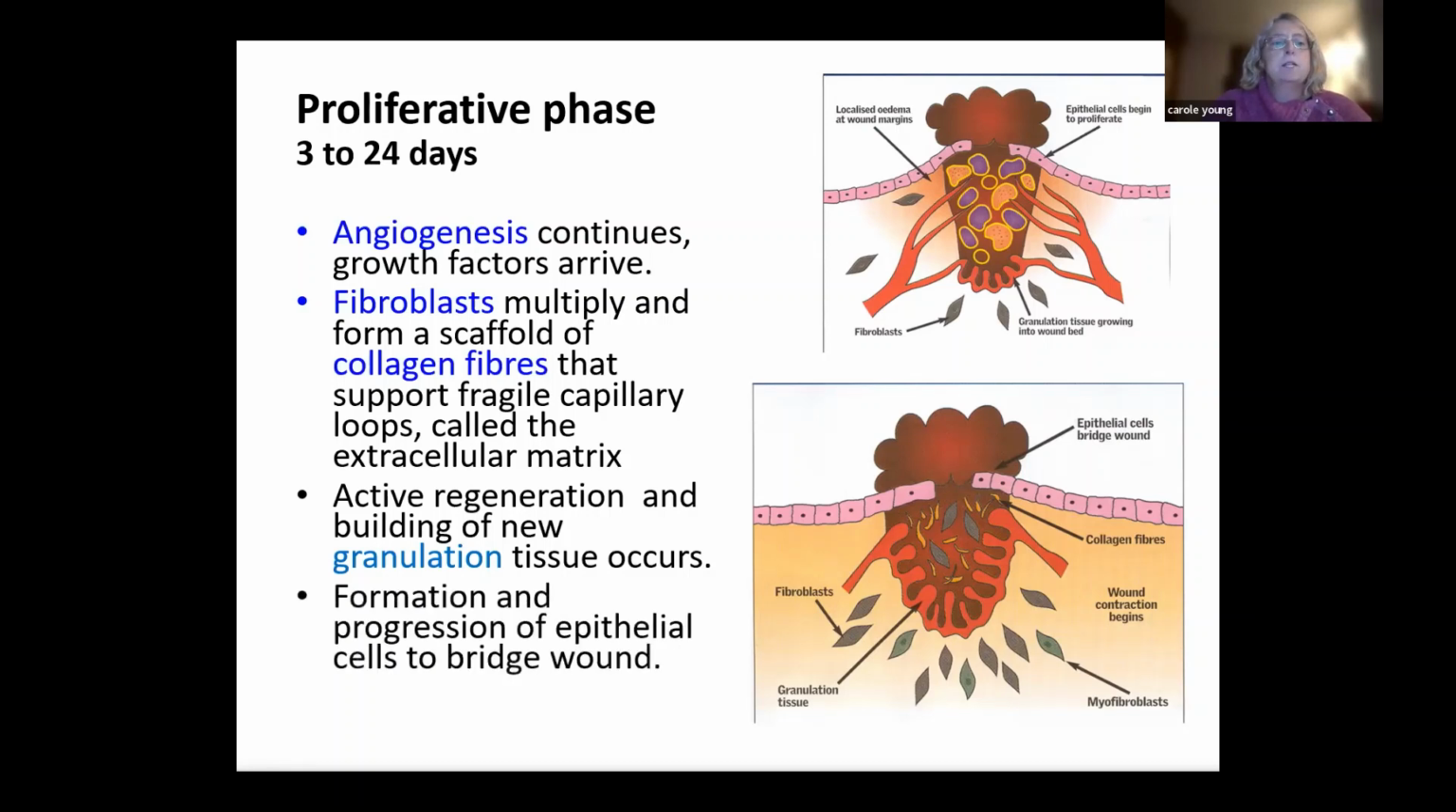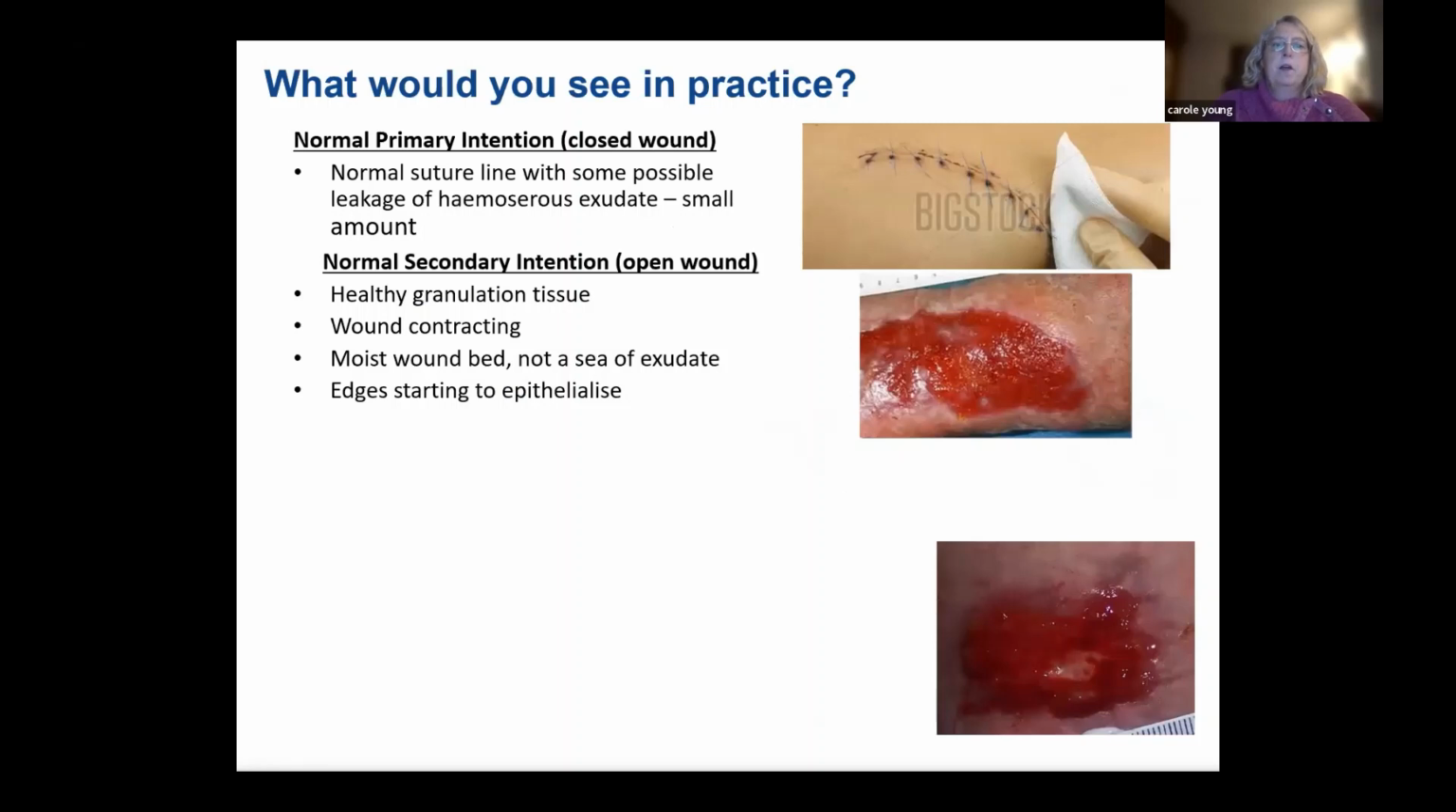They can't suspend in space. So what do we see in this phase of healing? We should see a normal primary intention closed wound. Normal suture line with some very slight hemoserous exudate, a very small amount, but it should be pretty dry with a visible line of epithelial tissue across the scar line.